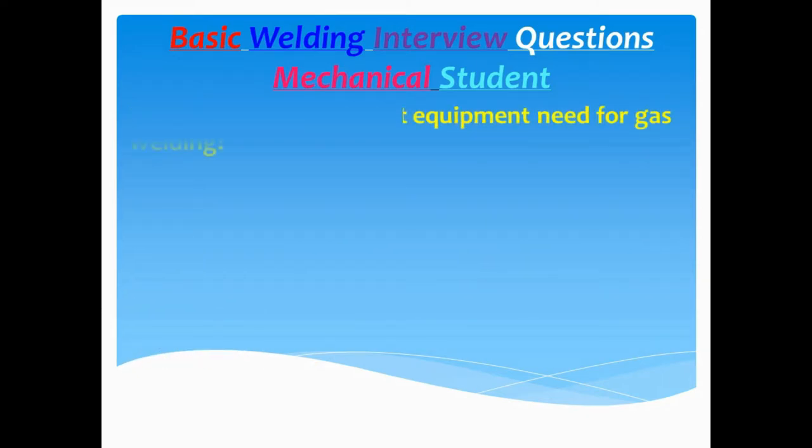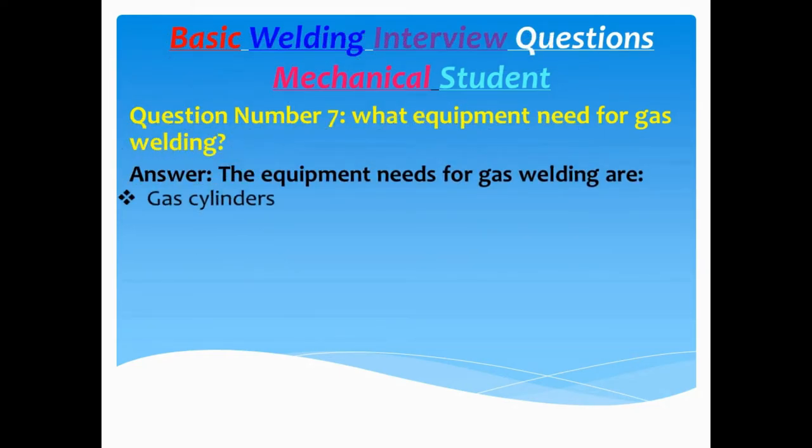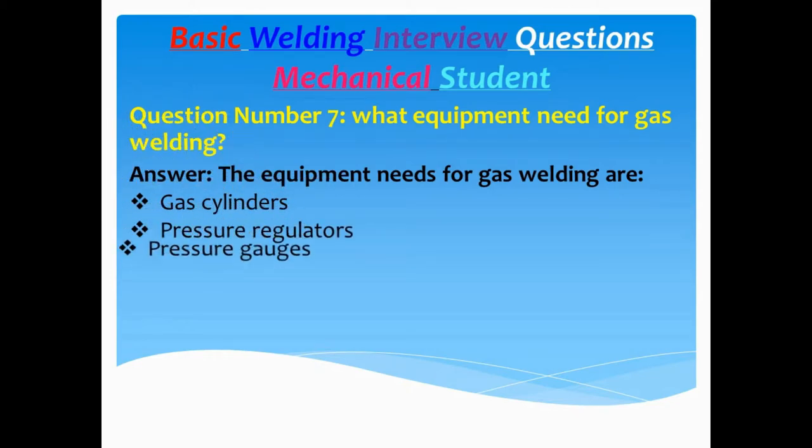Question number 7. What equipment is needed for gas welding? Answer. The equipment needed for gas welding are gas cylinders, pressure regulators, pressure gauges, hoses, and welding torch.